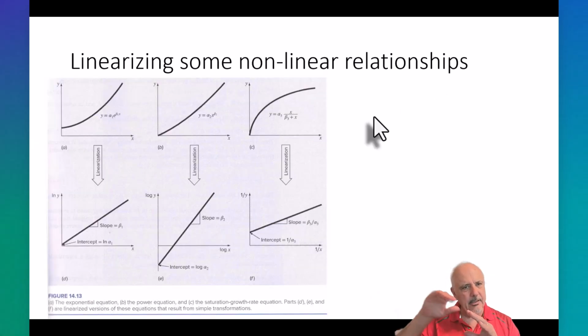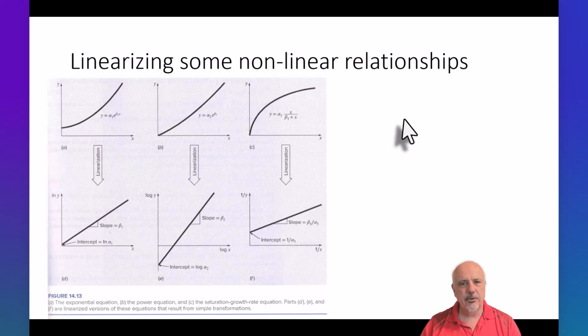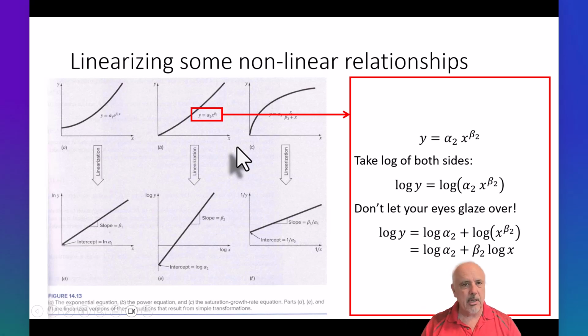Now I'd like to take the concept of linear regression and extend it to some different nonlinear examples. The first one that I would like to talk about is what I call a power regression. This is where you have y equal to alpha 2, say, times x to the beta 2, let's say, for example.